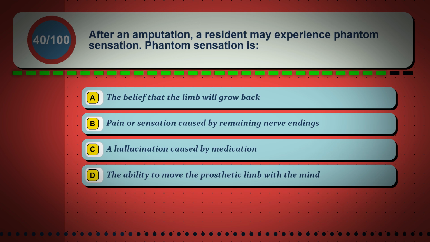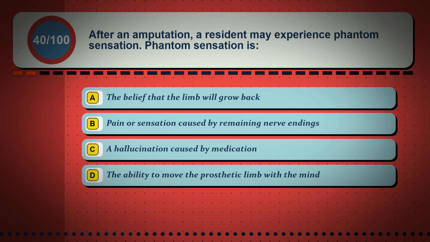Question 40. After an amputation, a resident may experience phantom sensation. Phantom sensation is: Option A, the belief that the limb will grow back. Option B, pain or sensation caused by remaining nerve endings. Option C, a hallucination caused by medication. Option D, the ability to move the prosthetic limb with the mind.